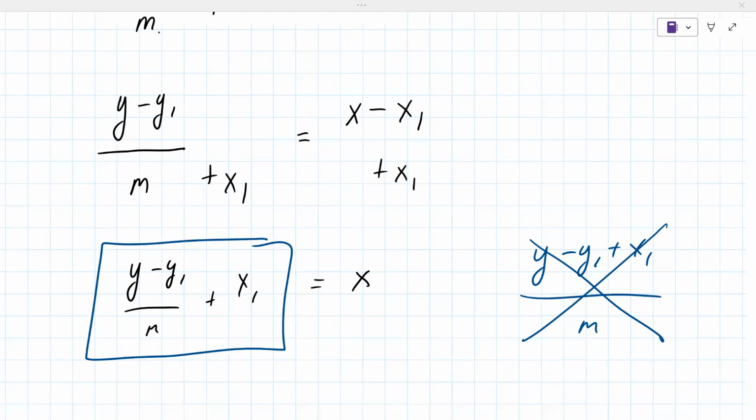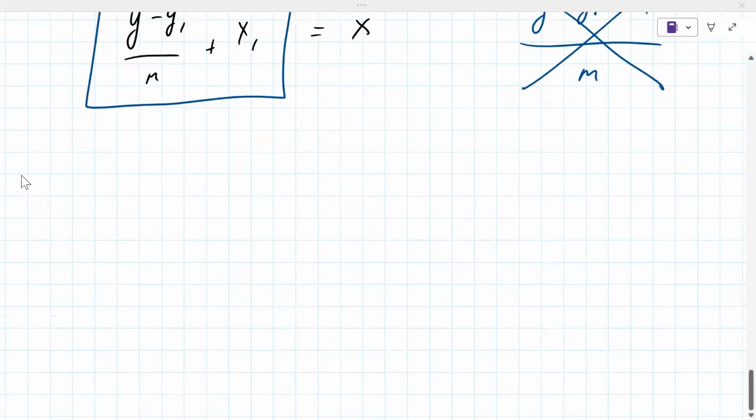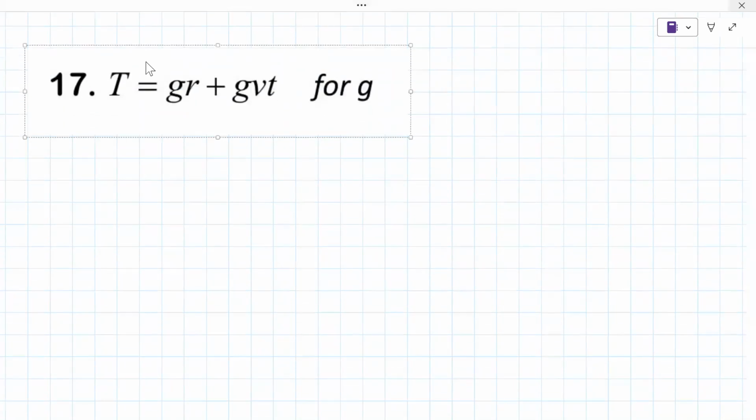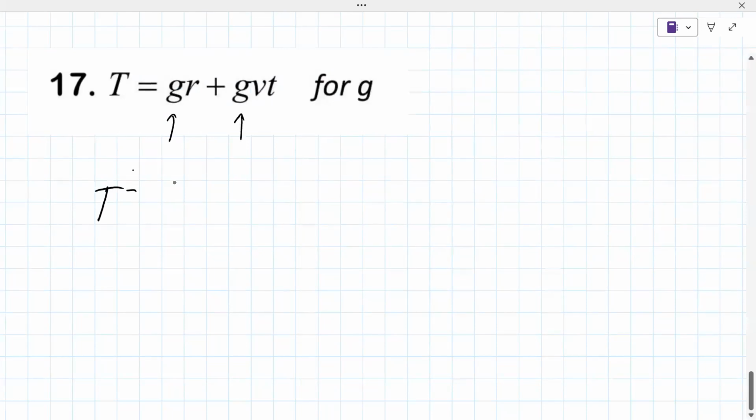All right, so 17 here. This one has kind of a non-obvious thing to do. Do you see that there's a G in both positions here? Yeah. So you have to actually factor out a G. What does that mean?